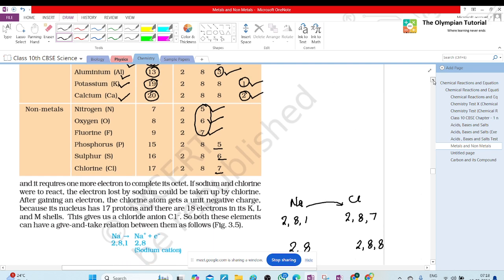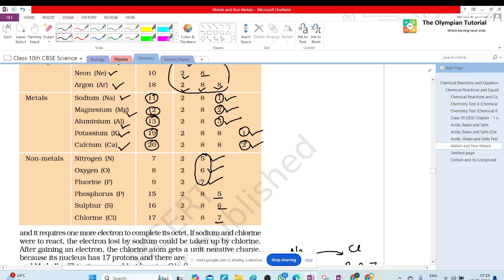From here you can tell me the valency easily. What will be the valency of sodium? Because of one extra electron, it will give one electron, so its valency will become 1. Valency of magnesium will become 2 because it will give 2 electrons. Valency of aluminium will become 3. Valency of potassium will become 1. Calcium 2.